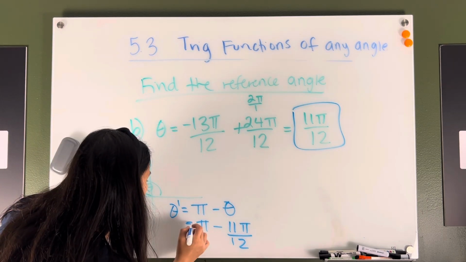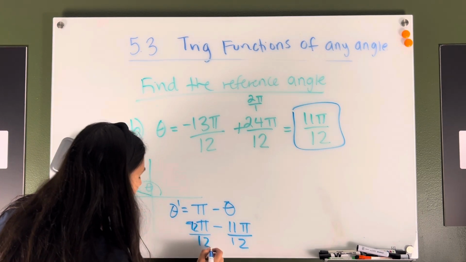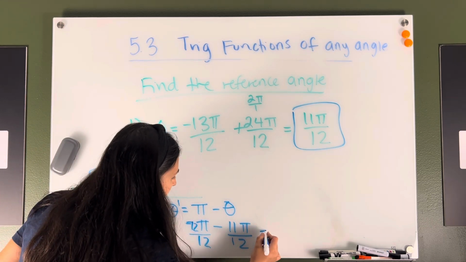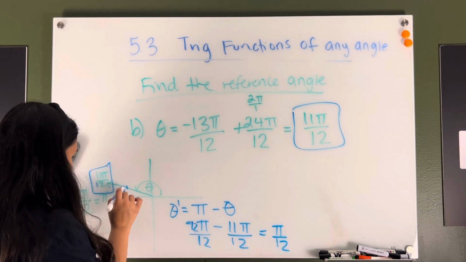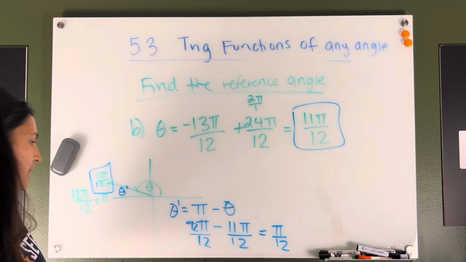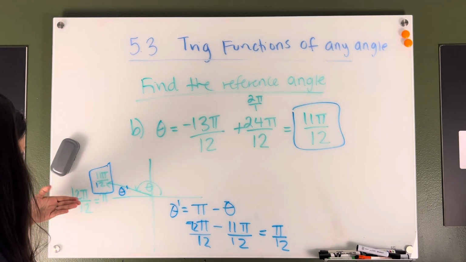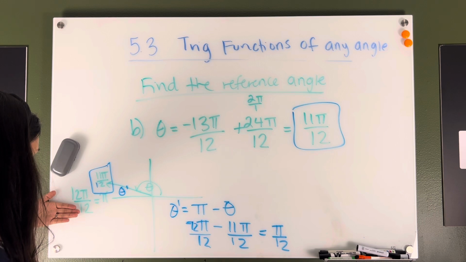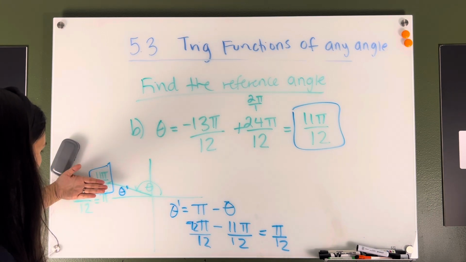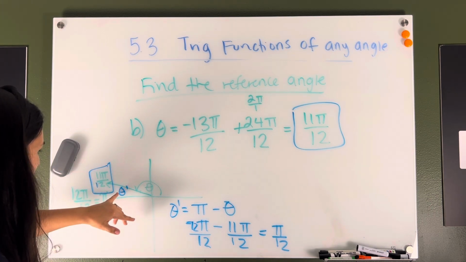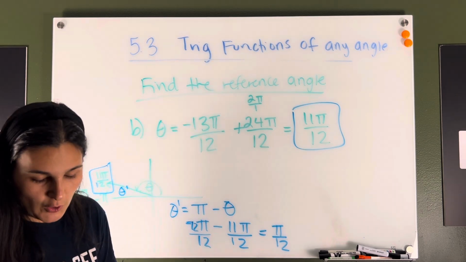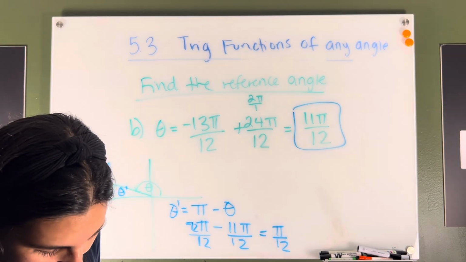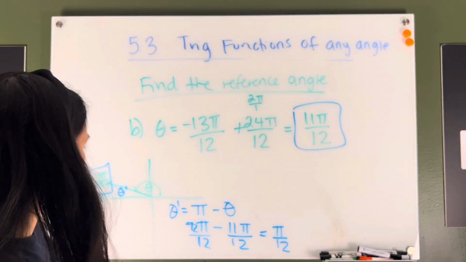So here I'm going to do 12 pi over 12, which is pi, subtract 11 pi over 12, and that'll give us pi over 12. So this angle theta prime is pi over 12. That makes complete sense because this is 12 pi over 12, or pi, minus the 11 pi over 12 would be the 1 pi over 12. Okay, so very good. Let's move on to another one that's in the third quadrant.